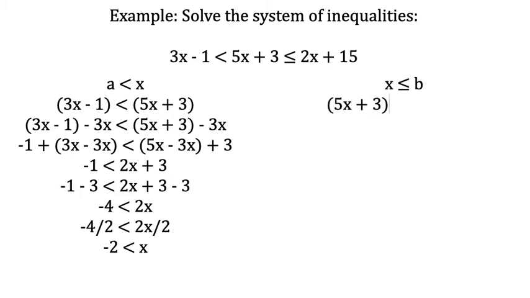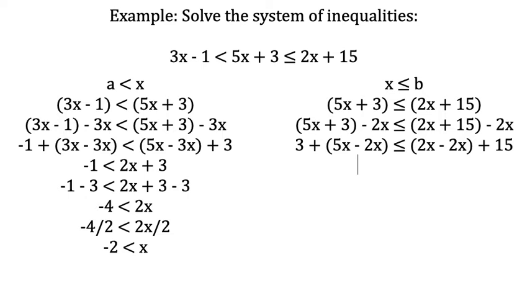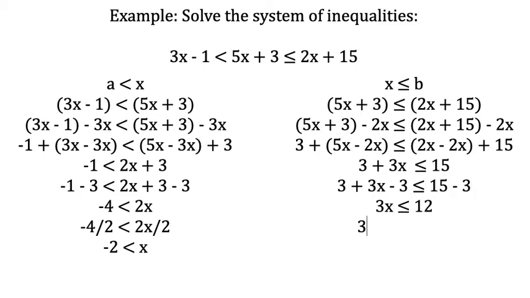So we would have 5x plus 3 is less than or equal to 2x plus 15. Like how we did on the other side, we can get rid of the 2x from both sides. Rearranging this, we get 3 plus 5x minus 2x is less than or equal to 2x minus 2x plus 15. This would give us 3 plus 3x is less than or equal to 15. So let's get rid of the 3 from both sides, and we'd get 3x is less than or equal to 12. Divide the 3 up from both sides, and we get x is less than or equal to 4.